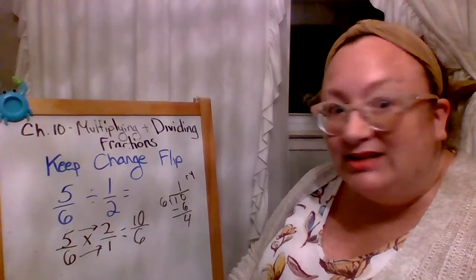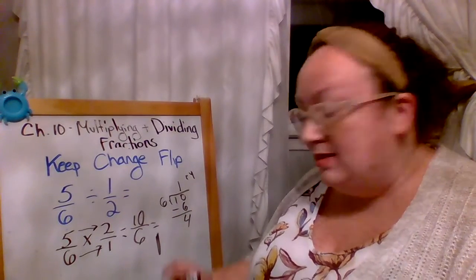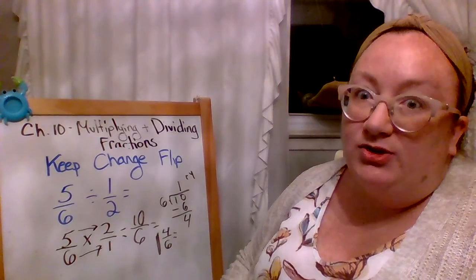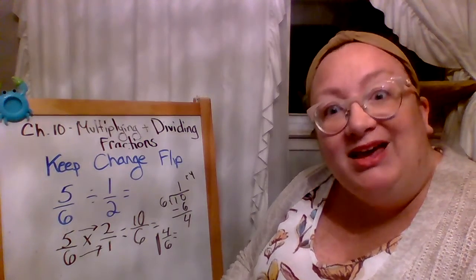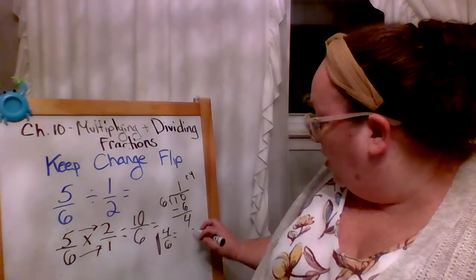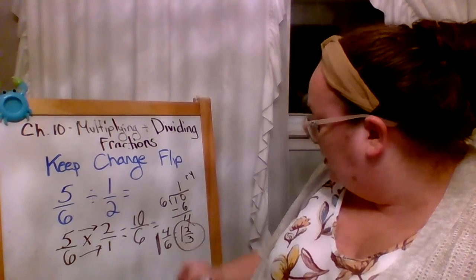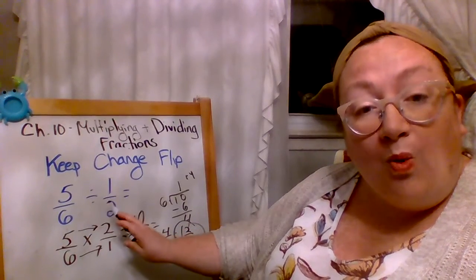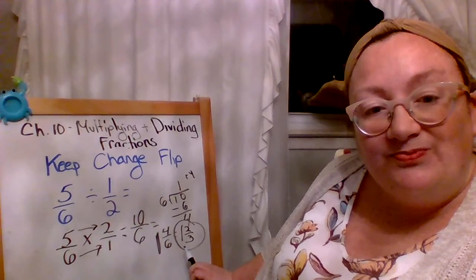So, my answer is going to be 1 and 4/6. Now you guessed it, we can simplify that because 4 and 6 are both even. So it becomes 1 and 2/3. So 5/6 divided by 1/2 equals 1 and 2/3.